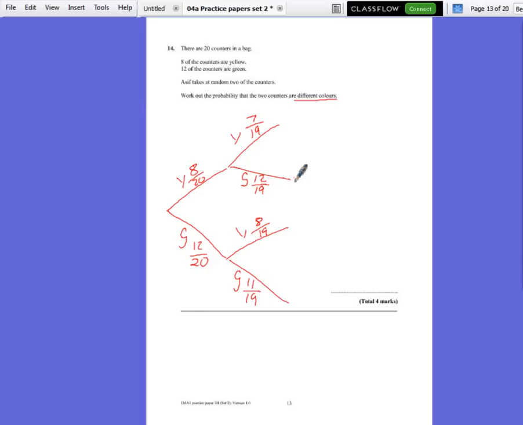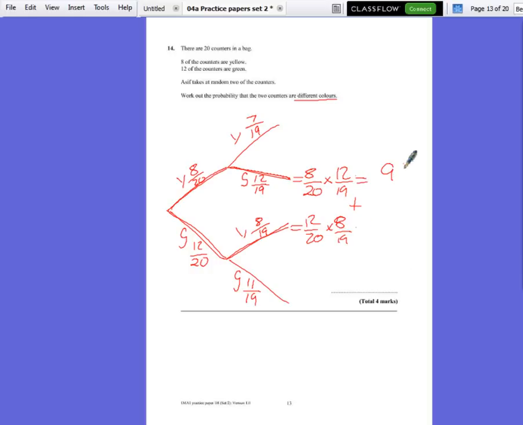Now we want 2 different colours, so it's these 2 here that we want. So to get this one, it would be 8 20ths multiplied by 12 19ths, so you always multiply down the branches, and this one would be 12 20ths times 8 19ths. Because we're not bothered which way around we get those, we can add these together. So we multiply along each branch, and then we're not bothered whether we get this one or this one, so we add.